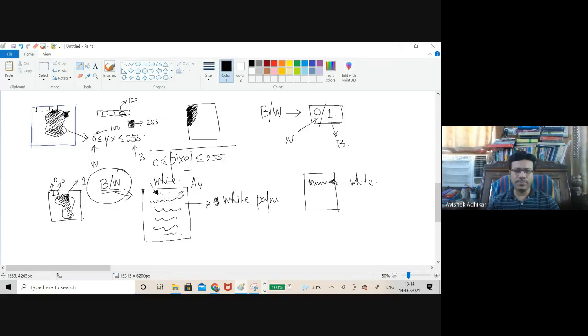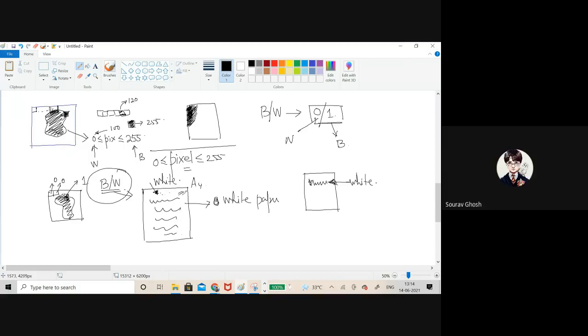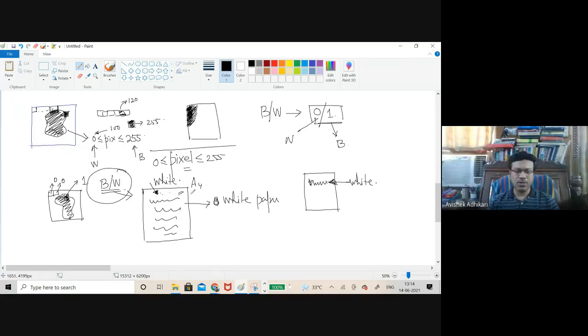Any idea whether, for the white portion, the printer ejects some white color on it? Yes. For black and white, if it is a color printer, then it might be the case that for the white portion it may eject some white ink. But since this is only a black and white printer, for the white portion the printer will not eject any white color. That means the white portion remains as it is.